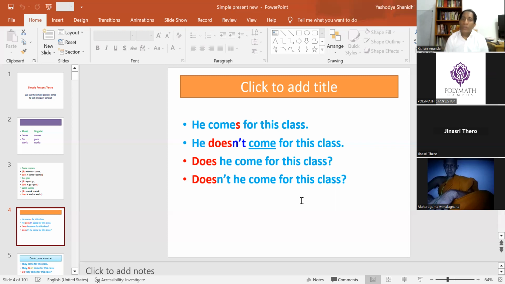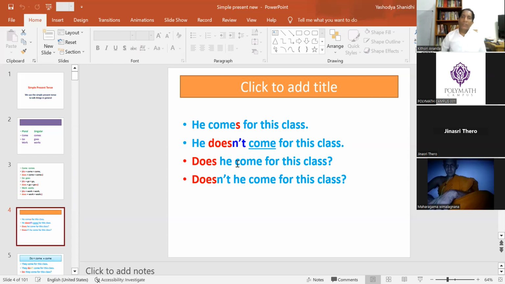So whenever you want to convert the idea into negative, you have to separate does out of comes and connect negative with that. Once you separate does out of comes, the remainder is the base form come. It doesn't come for this class. Whenever you want to form a question, you can use does at the beginning, secondly the subject, thirdly the base form, and the rest of the sentence accordingly. Does he come for this class? And fourthly, you can see how you can negatively interrogate.